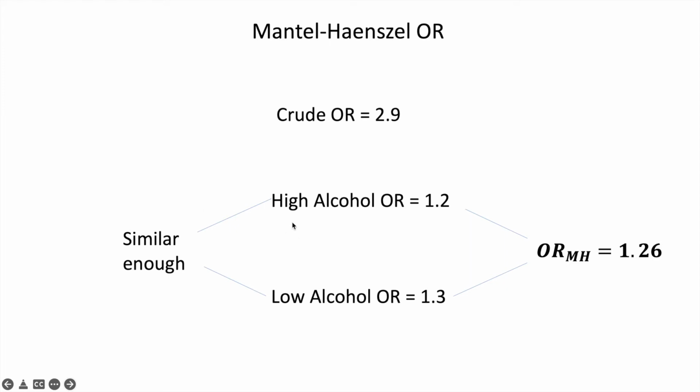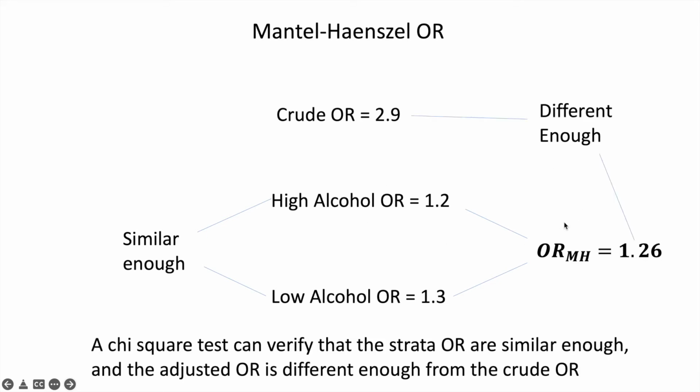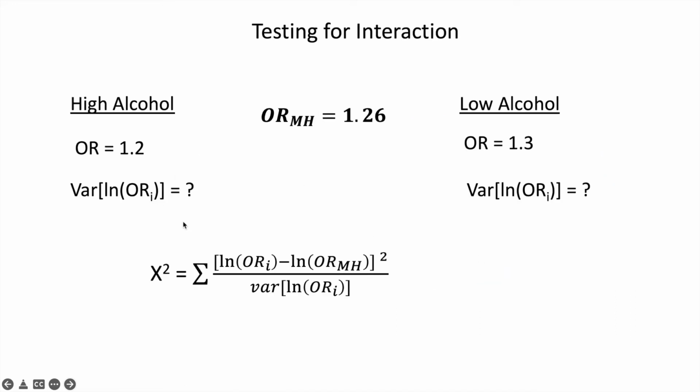So this is typically where people would stop, where they say, okay, so the measure of effect in the two strata of the confounder are similar, so there's no effect modification happening here. And the Mantel-Haenszel odds ratio is pretty different from the crude odds ratio, so that tells us that there's probably confounding happening. But if you want to make sure, you can do a chi-squared test to test both of these things, that these are similar and that these are different. And I'll just go over that quickly.